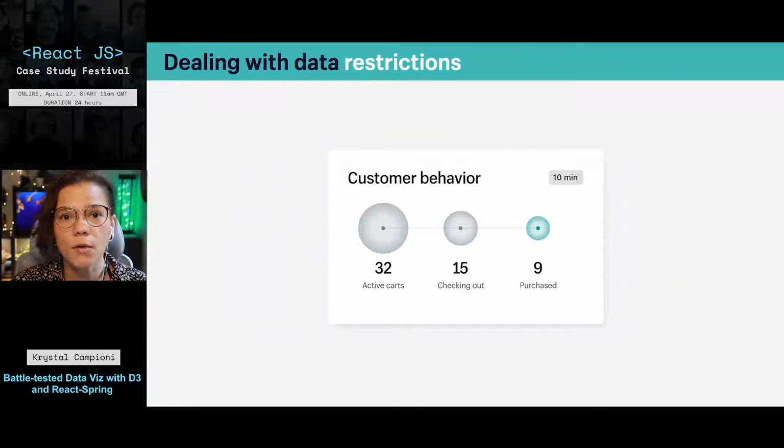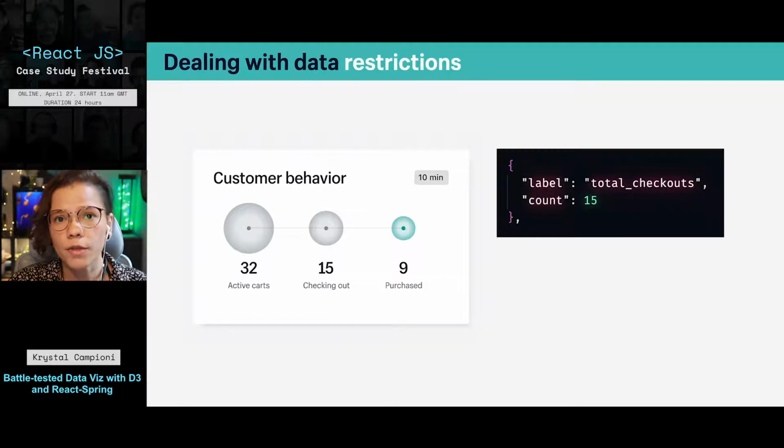This was our second try. So I think that this one is much better because we have three circles with different sizes that are super easy to compare. So we can quickly know if we have more people with active carts or people that already purchased something in the last 10 minutes.